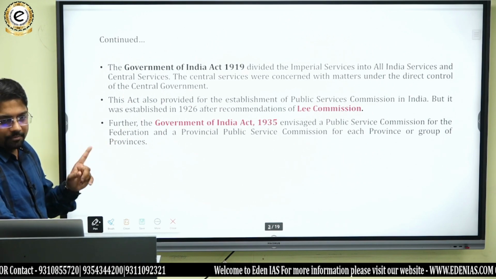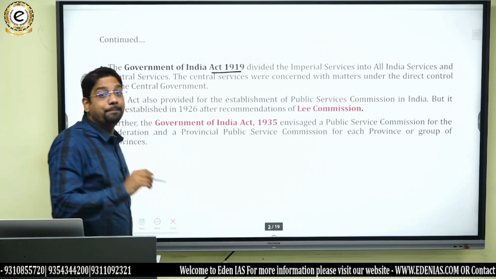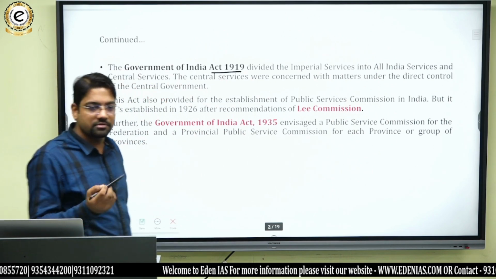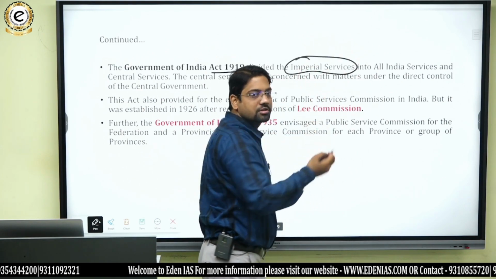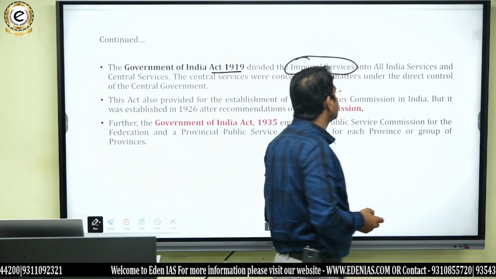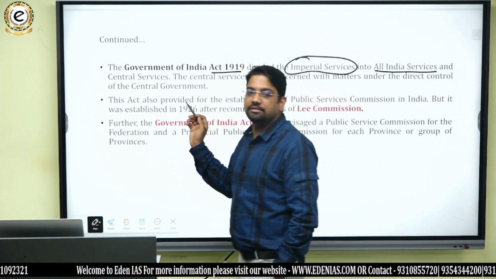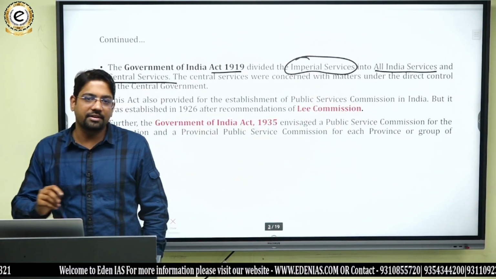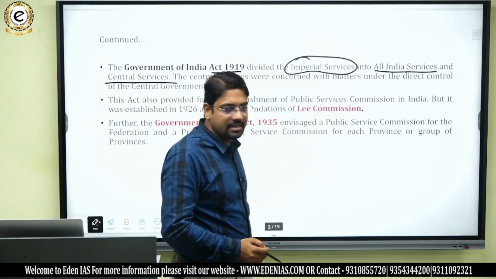We're discussing bureaucratic structure. So Government of India Act 1919 divided the imperial services, because we were a colony. That is why it is called imperial services. Imperialism was there at that time. So imperial services were divided into all India services and central services. What does that mean? The difference between all India services and central services? We will understand that later in the slides, right?